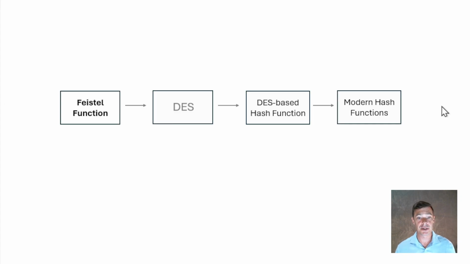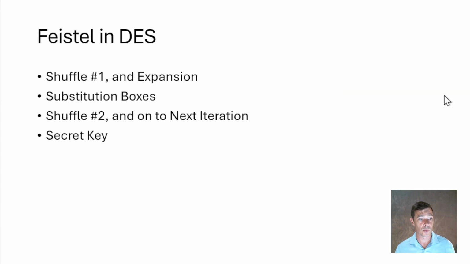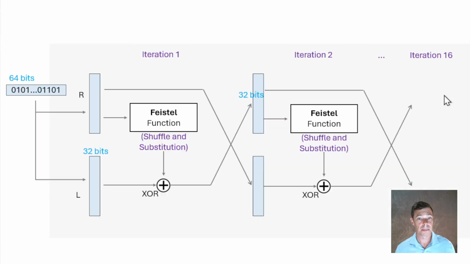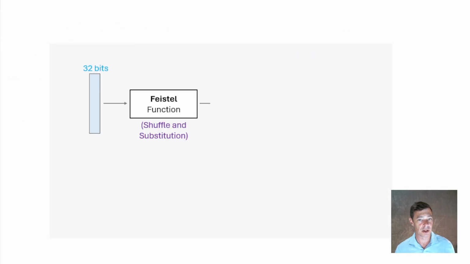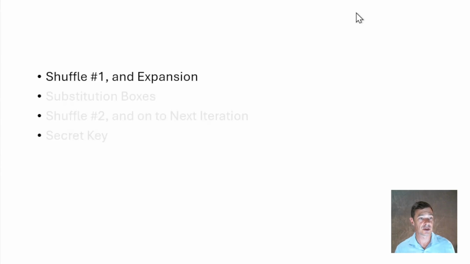DES was a big stepping stone and is also the foundation of modern hash functions. In this lecture, we're going to see exactly how it works. And this is where we left off in our last lecture. So in this lecture, we focus here, specifically how we are applying the Feistel function and what is going on inside of this process.